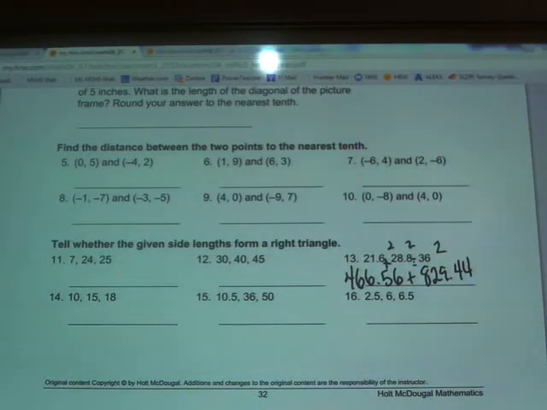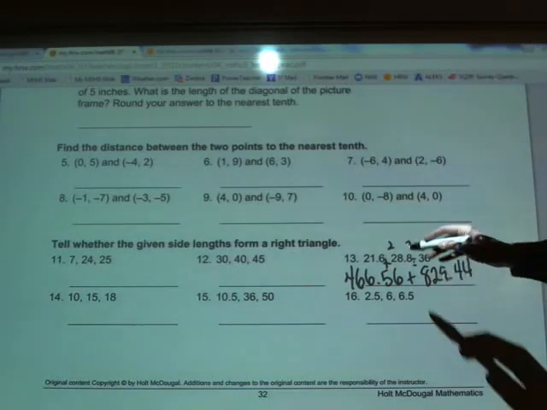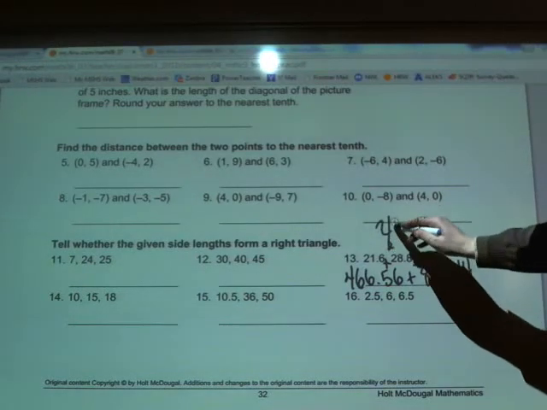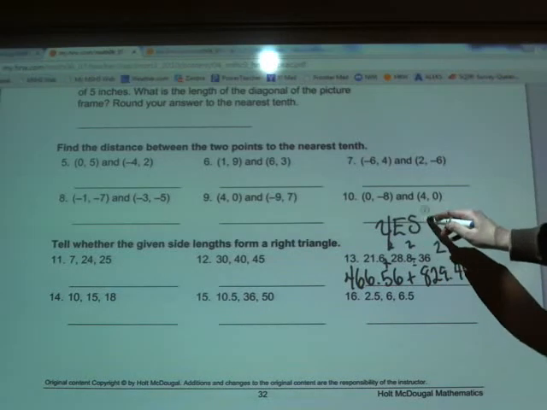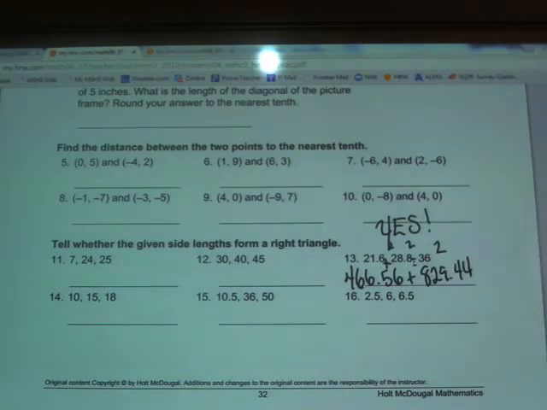So when I take 36 and square it, I better get 1296. If I get 1296, it's a right triangle. If I get something else, it's not a right triangle. When I take 36 and square it, I get 1296. So since both of those sets make 1296, the answer here is going to be yes. And again, you'll use that same approach in answering 11, 12, 14, 15, and 16.